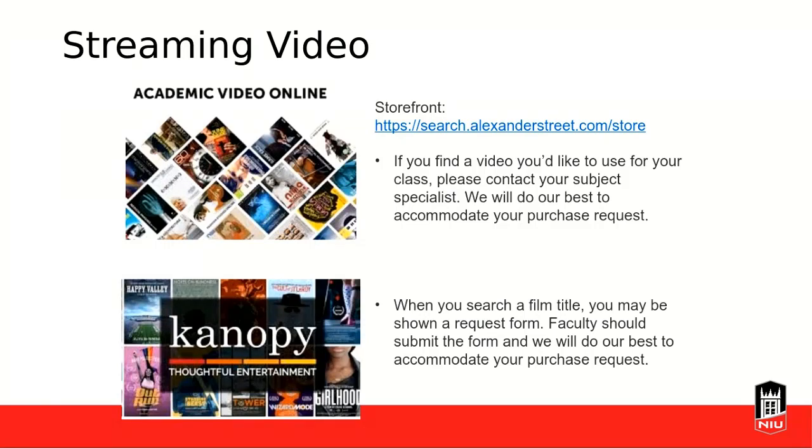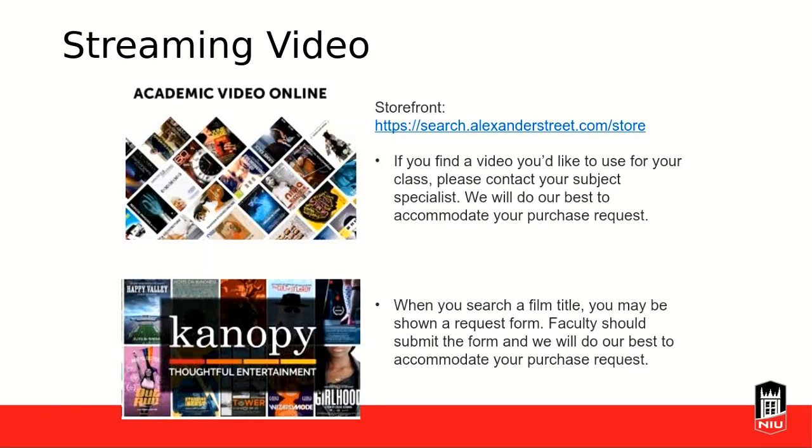For Academic Video Online, you'll actually need to go to the storefront, that link at the top there for alexanderstreet.com. So if you want to look for videos in Academic Video Online beyond what we have available to us already, you can go to that link, identify a film, and then contact your subject specialist with the name of that film and let us know where you found it. And then again, we will do our best to accommodate those purchase requests.